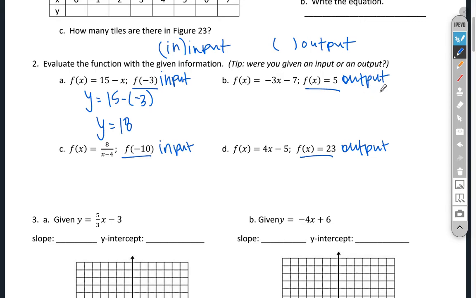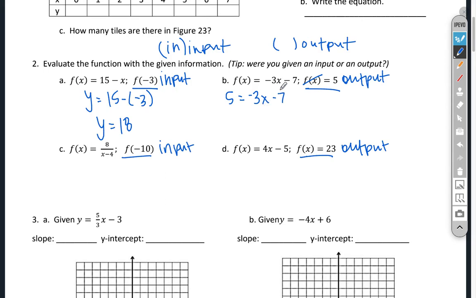F of x equals 5 is an output. So we're going to put that in for f of x. You can understand that by saying that f of x equals 5, so we're just replacing f of x, right? So we would have 5 equals negative 3x minus 7. And now we're going to solve for x.